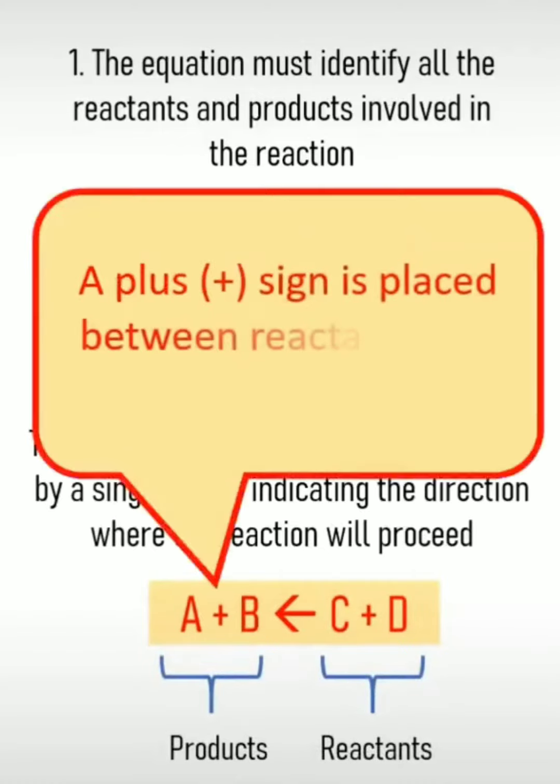A plus sign is placed between the reactants and between the products as required. We also use a double arrow for reversible reactions. Reversible reactions are reactions which can proceed either from left to right or from right to left.